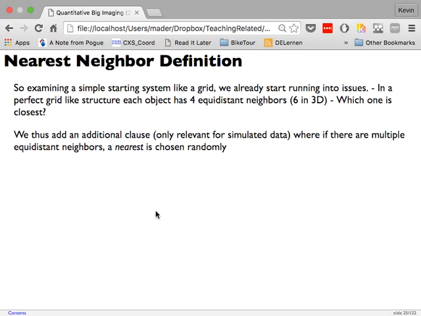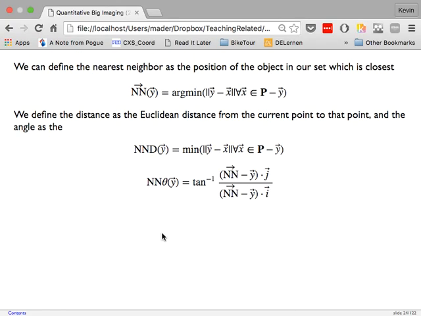If you have a simple system like a grid, this can be problematic. Can you think of why this might be an issue if you have a grid?